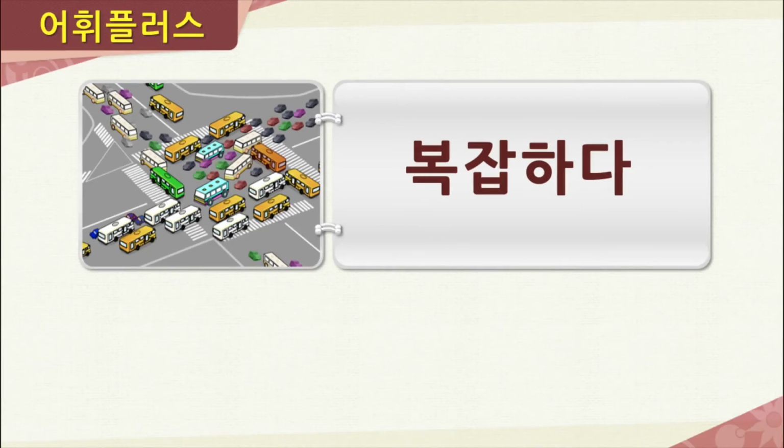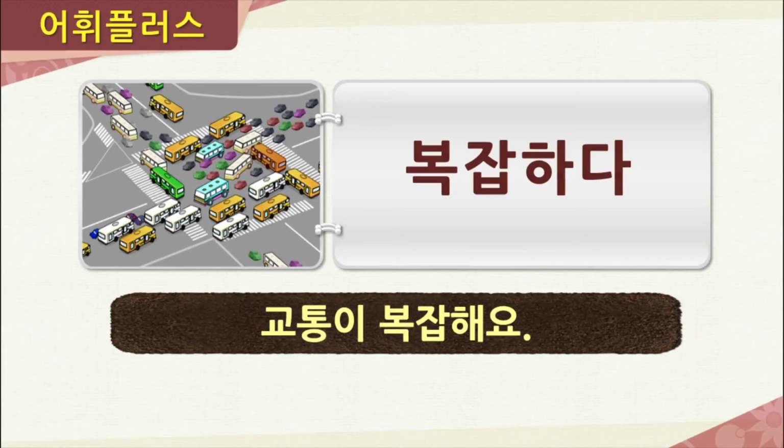Now the next word here is 복잡하다. Here there are a lot of buses and cars on the road. And you can see that that intersection looks very clogged. So how could you describe the traffic situation in this picture here? Right, we could say 교통이 복잡해요.